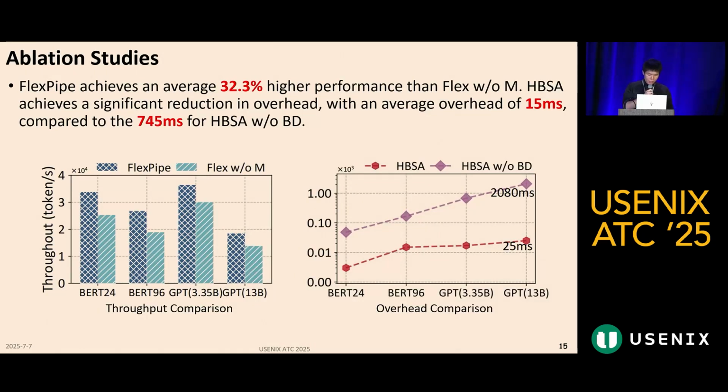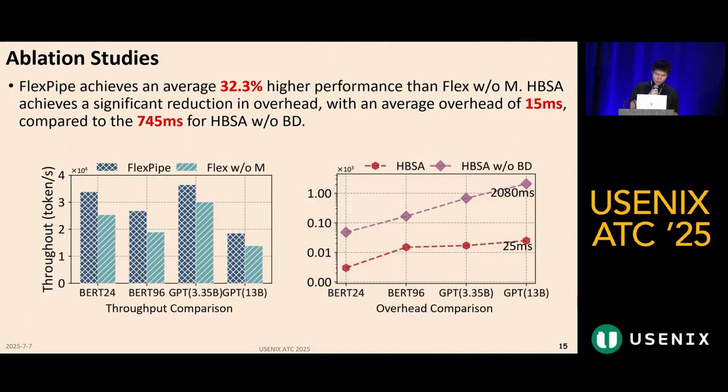The ablation studies are conducted to further highlight the effectiveness of FlexPipe's components. The left graph shows that FlexPipe achieves an average of 32% higher performance than FlexPipe without IM. FlexPipe without IM means a version excluding recomputation and memory virtualization. This demonstrates the importance of integrating other memory optimization techniques, especially when memory fluctuations are moderate, as their overhead is less than frequent flexibility adjustments.